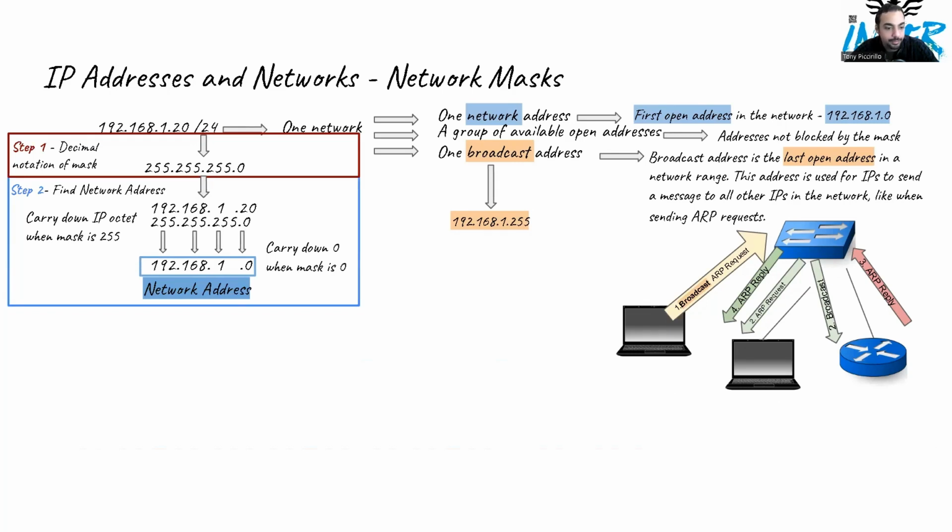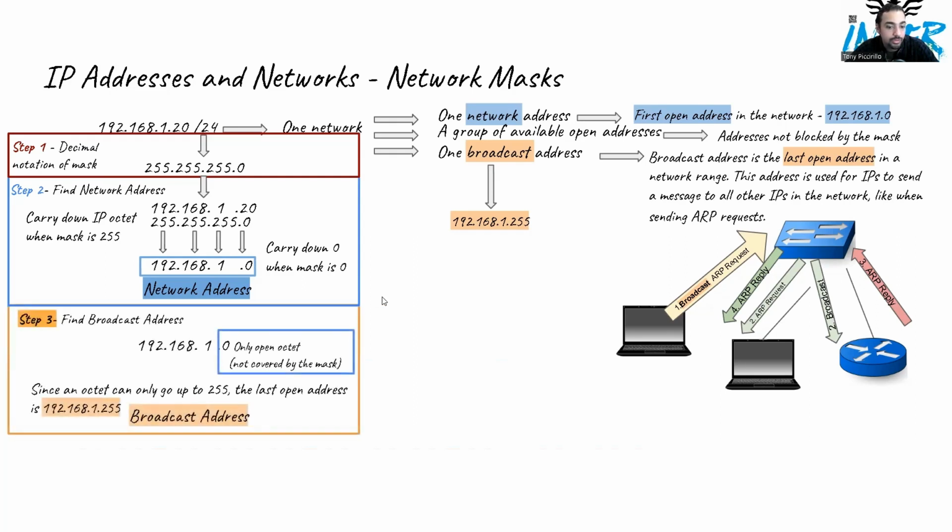And whenever the mask octet is 0, like right here, we're going to carry down the 0, because that means all the bits in that octet are open, meaning this portion of the IP belongs to the hosts, and it can be any number between 0 and 255. And remember that the network IP is the first open IP in a network range. The first IP here would be 192.168.1.0, making that the network address.